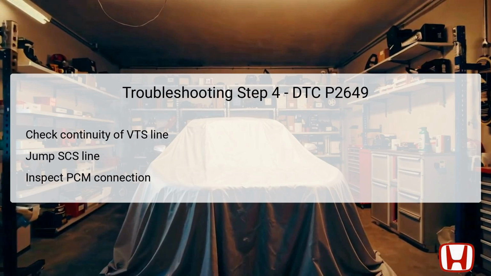If continuity fails, investigate for an open circuit in the VTS wire connecting from the PCM to the rocker arm oil control solenoid, as repairing any breaks is essential for system functionality.